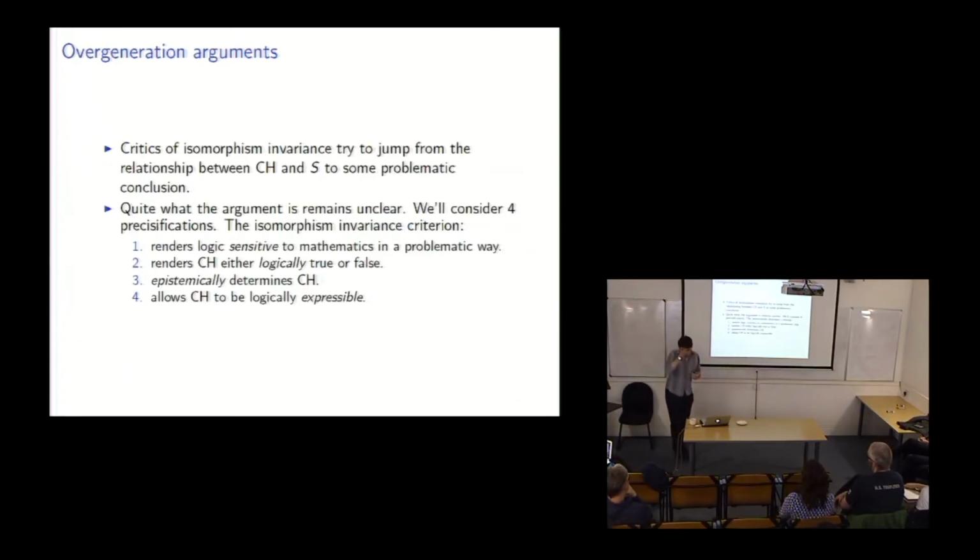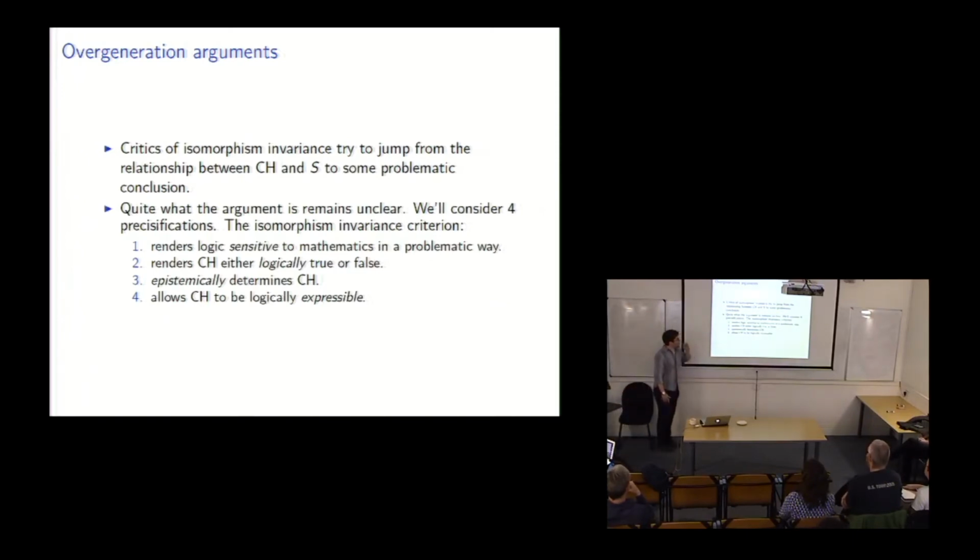Okay. So what I'm going to do now for the remainder of the talk is go through 4 attempts at getting from this observation about the relationship between CH and S to some sort of conclusion of the form isomorphism invariance is rubbish. I'm doing quite a lot of work on behalf of our opponents, because Feferman and Bonnay and other people writing on this don't go into very much detail about how this argument's meant to go, but we're going to go through 4 of them. I keep saying we because, and I should have said this at the beginning, this is all joint work with Alex Paseau at Oxford.